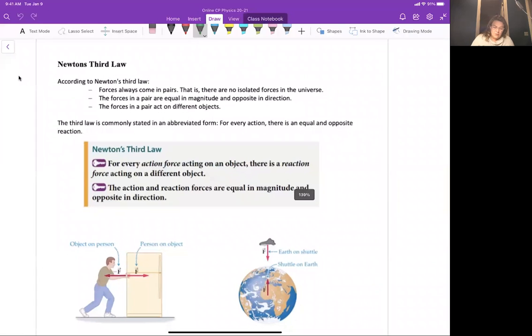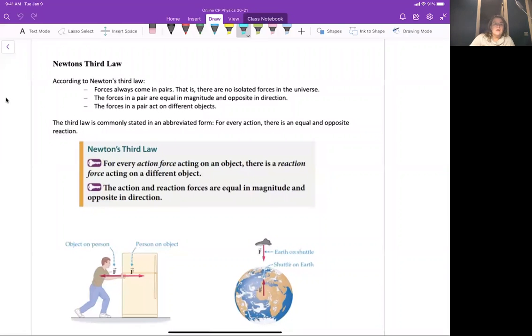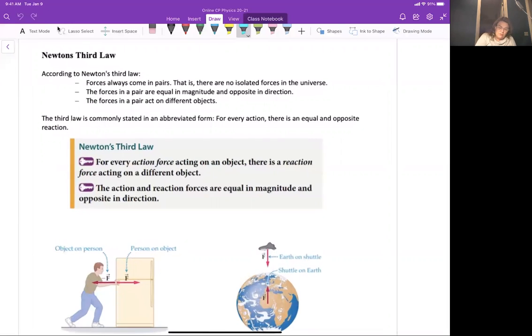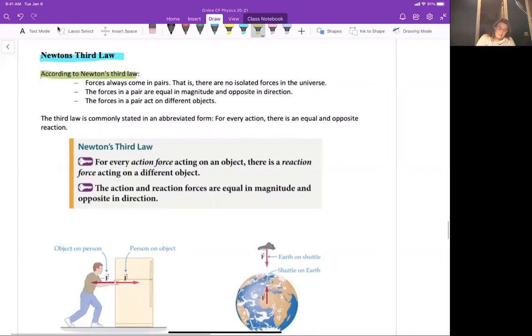All right, today we're going to learn about Newton's third law. Newton's third law, you probably actually heard about it before. For every action, there is an equal and opposite reaction. And according to Newton's third law, forces always come in pairs.